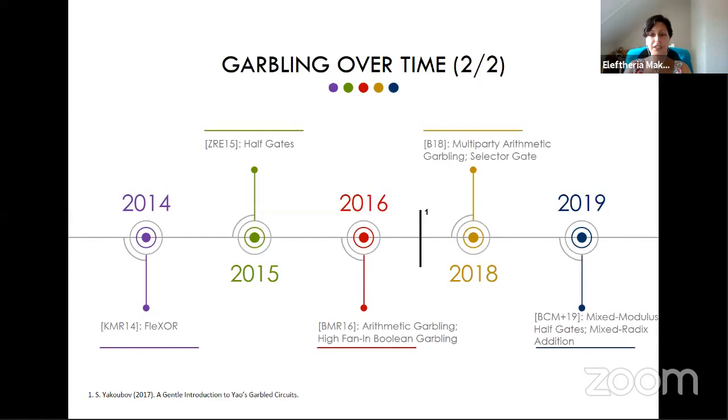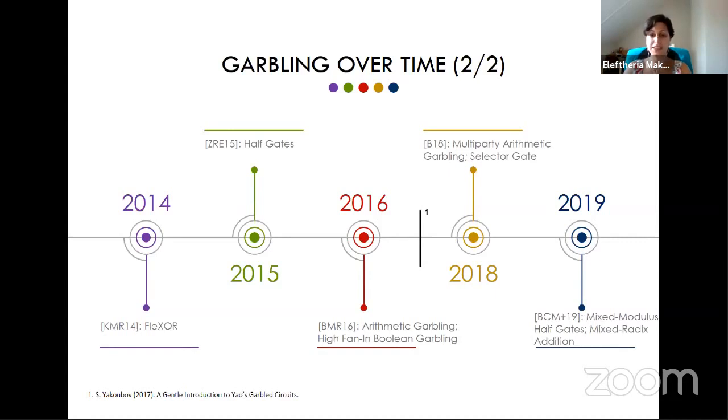In 2014 we had the flex OR, trying to combine the best of both worlds, so trying to have 2 rows for AND gates and still get the efficiency that we have from free XOR, but we are not quite there. So it depends on the circuit structure how many ciphertexts we actually need for the XOR gates. And then eventually we do get the best of both worlds by Zahur et al. in 2015 with the half gates.